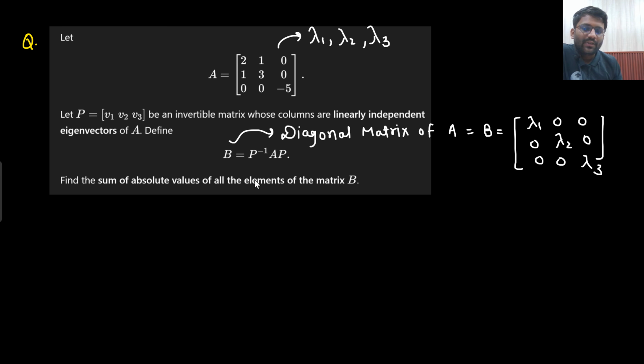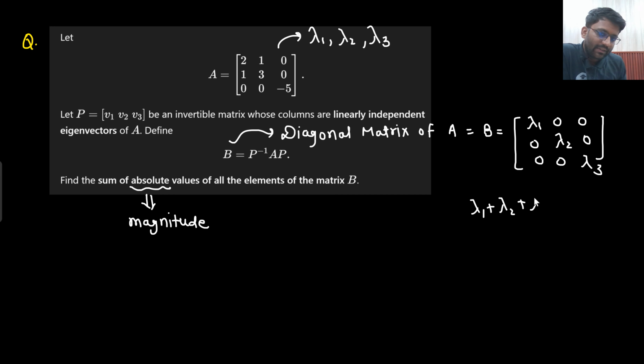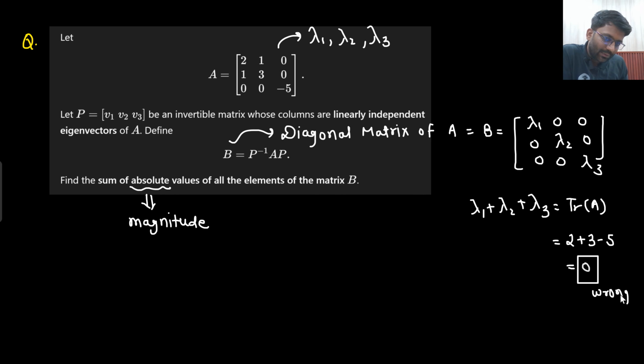So they are asking for the sum of the absolute values of all the elements of matrix B. What is the meaning of absolute value? Absolute value means magnitude. If they had just asked for the sum of all the elements of matrix B, that would have been lambda 1 plus lambda 2 plus lambda 3, which is equivalent to the trace of A. Then the answer would have been 3 plus 2 minus 5, which is 0, but this answer is wrong.